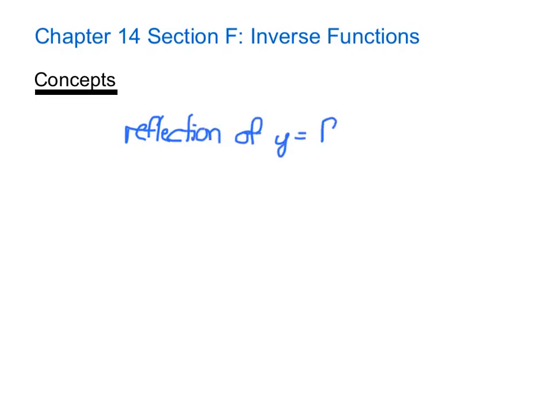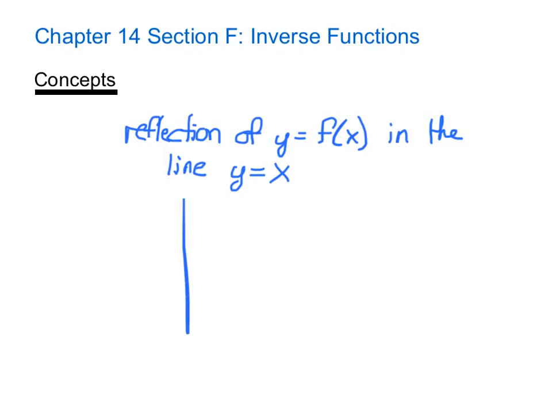of y equals f of x in the line y equals x. So really quickly, remember we had a graph of the function y equals x squared, and if we took the mirror or the reflection of that graph, it looks like this about the line y equals x.